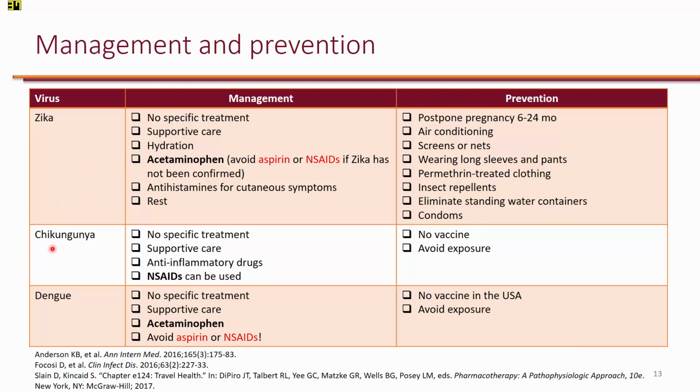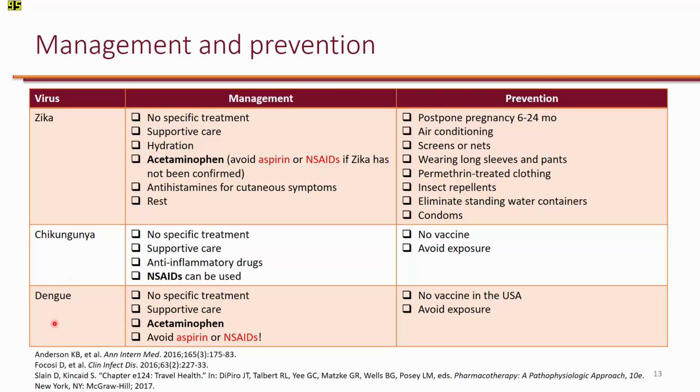For chikungunya, also no specific treatment. Supportive care is recommended. For the fever, NSAIDs can be used in chikungunya because we don't have the risk of bleeding. No specific vaccine. So as far as prevention, basically avoid exposure, including many of the measures for preventing Zika virus. This applies to chikungunya as well.